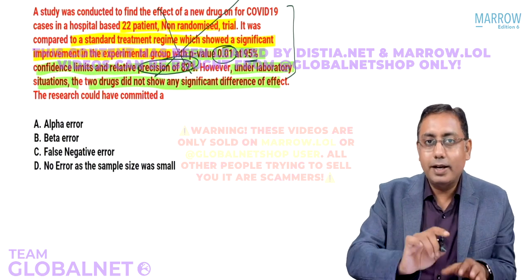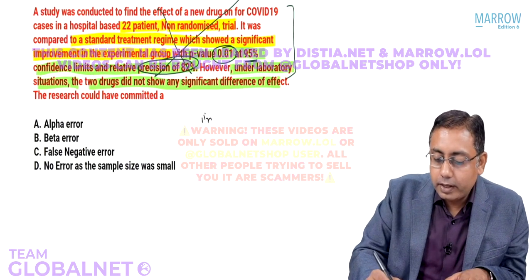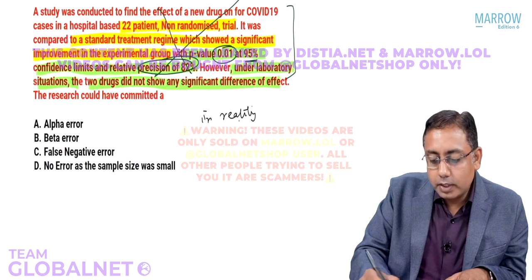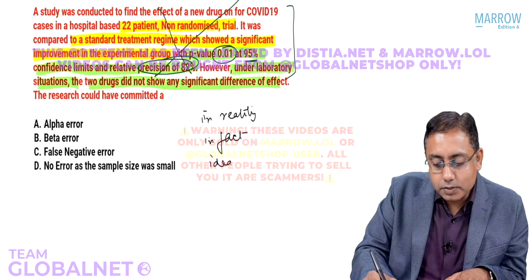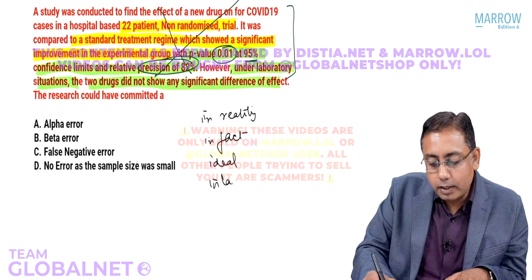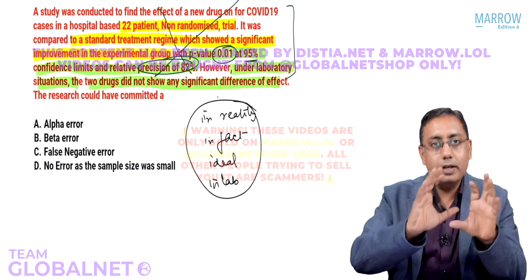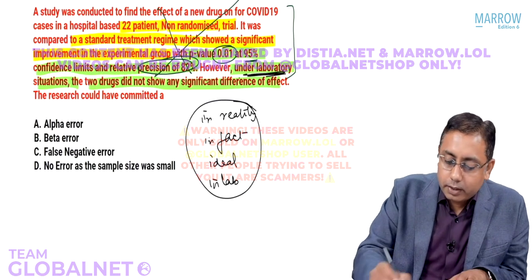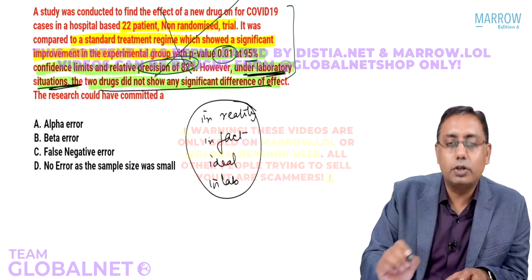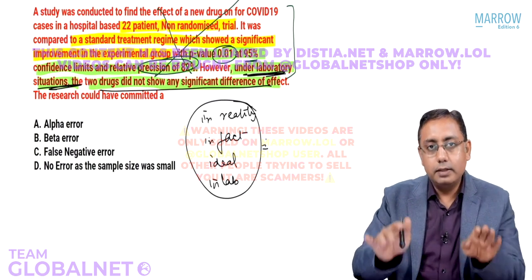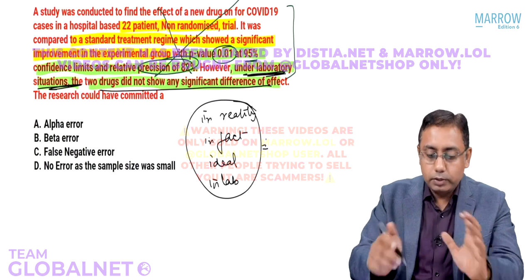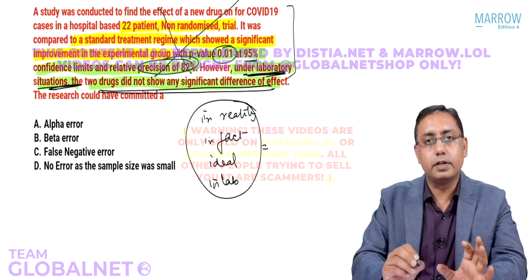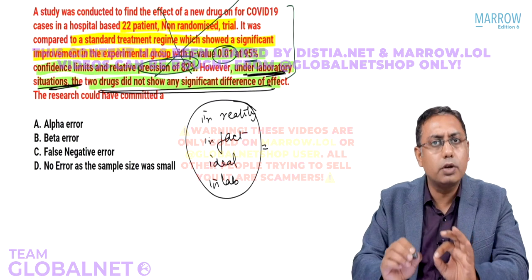So what did I tell you? Watch for the words in reality. Watch for the words in factuality. Watch for the words under ideal conditions. Watch for the words in laboratory conditions. These mean the real conditions. So under laboratory conditions, the 2 drugs did not show a difference. In reality, the null hypothesis was true or not true? The 2 drugs in reality did not show any difference. What do you want to say? Null hypothesis was true or not true?